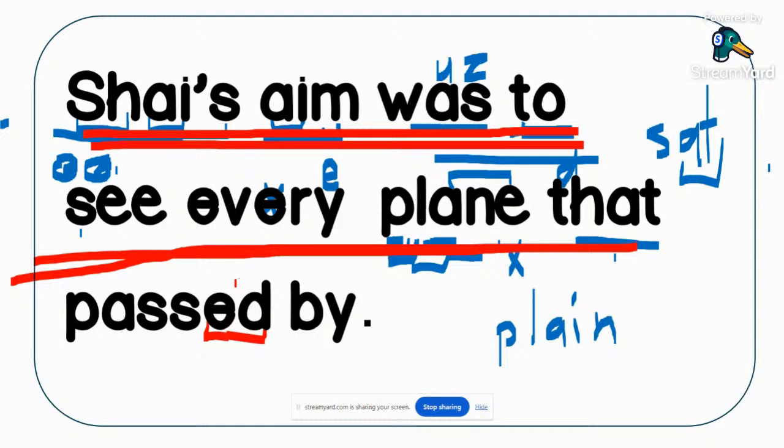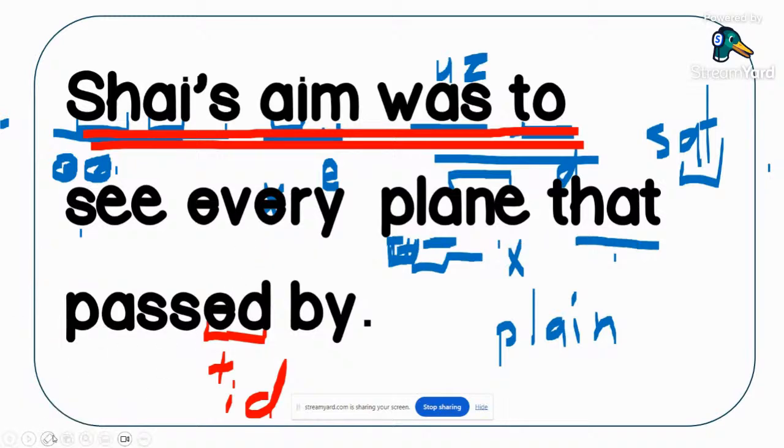So the ending part can say D, making the song D. It can make the song T, or it can make the song ID. So we have to decide which one we are going to use. So ED can make the song, what songs did we say ED can make? I want you to say them to see how well you know them. So we said ED can make the song D. That's the D song. It can make the song T. That's the T song. Or it can make the song ID.